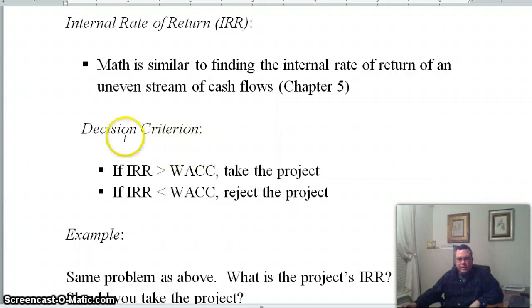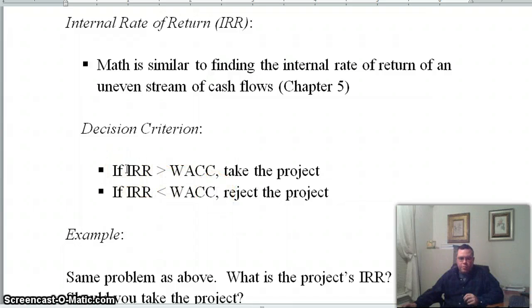The decision criterion is a little different. If you want to take the project, that means your internal rate of return has to be greater than your average cost of capital. What does that mean? It should make sense. That means your assets are earning more. That means the left side of your balance sheet is earning more than the right side of your balance sheet, basically. And that should add value to your company.